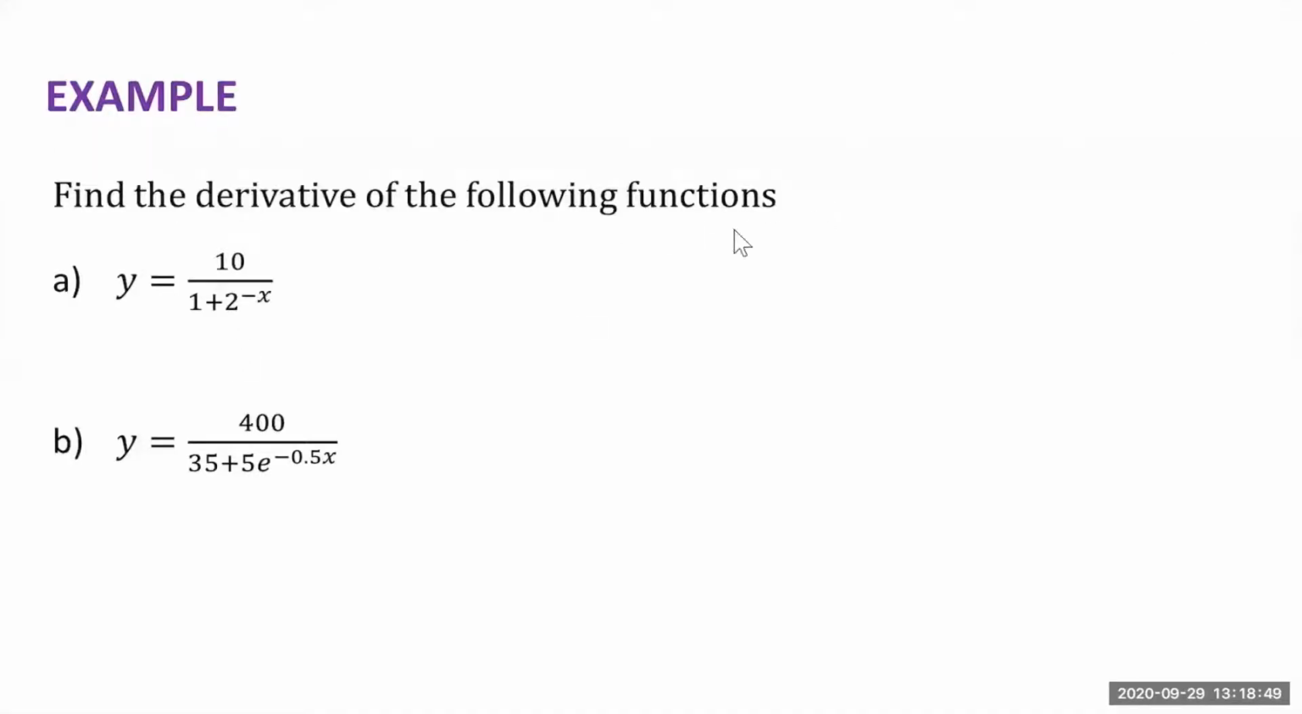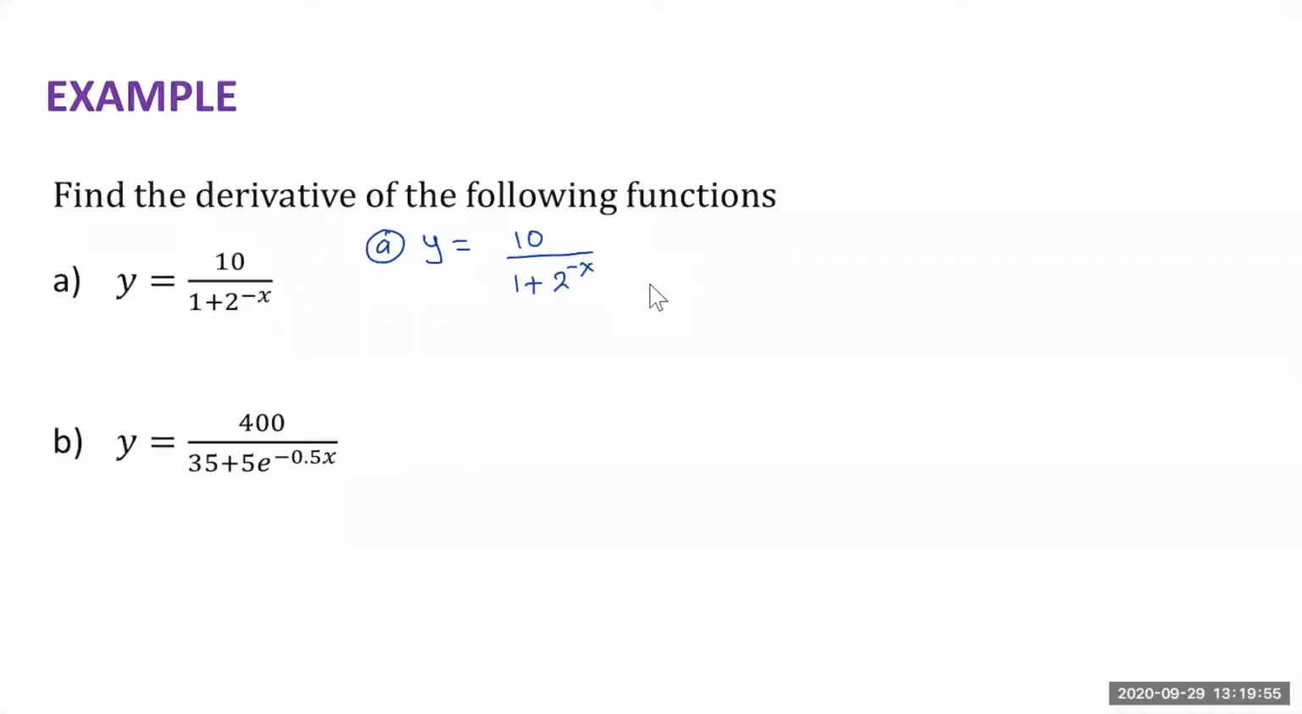Example, find the derivative of the following functions. In part A, we have y equal to 10 divided by 1 plus 2 raised to negative x. If you look at this one, it looks like a quotient, but not exactly a quotient. You can use the quotient rule if you want, but in the numerator there is no x, so I'm not going to use the quotient rule.